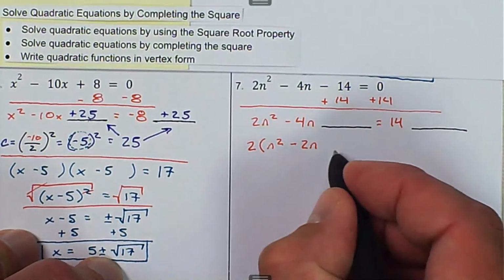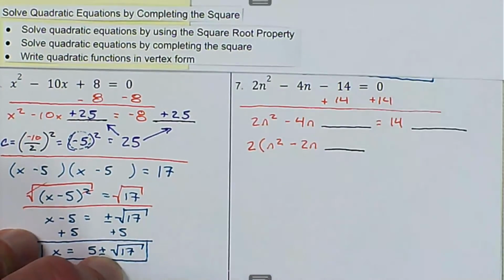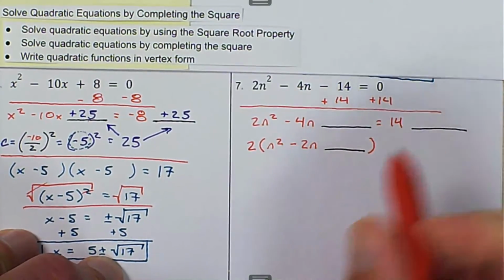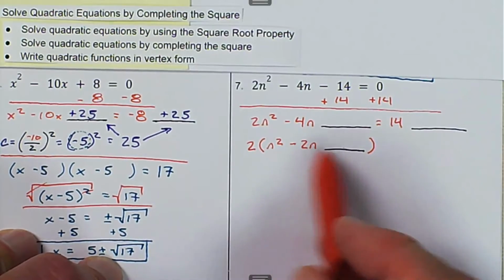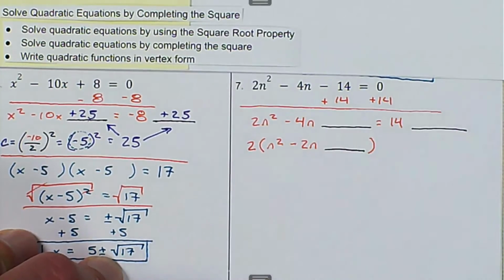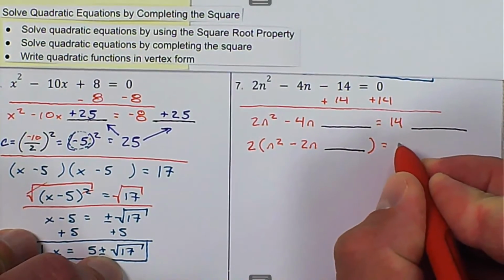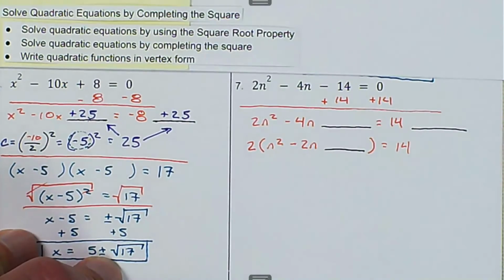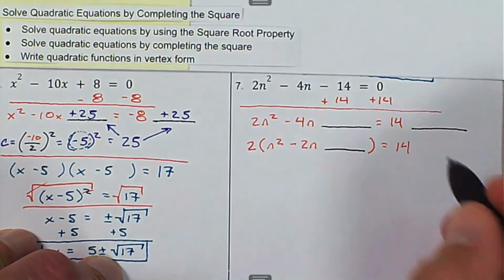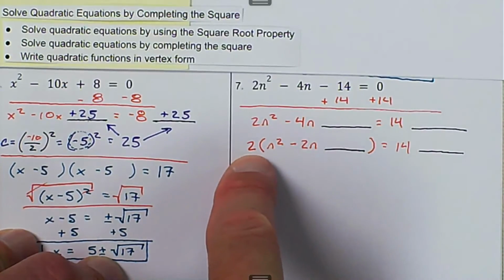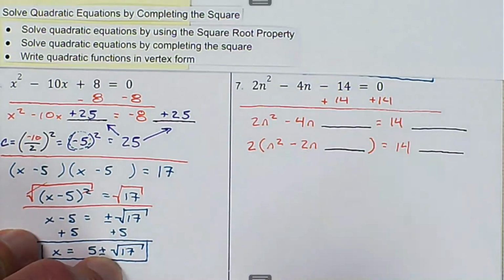And we still have that value, which is going to be our c value. But on the left side, whatever that c value is there, that is going to have to be multiplied by that 2. And that is going to be equal to 14. And then it's going to be plus whatever that c value is, but it's also going to have to be multiplied by 2 because we have to keep the equation balanced.